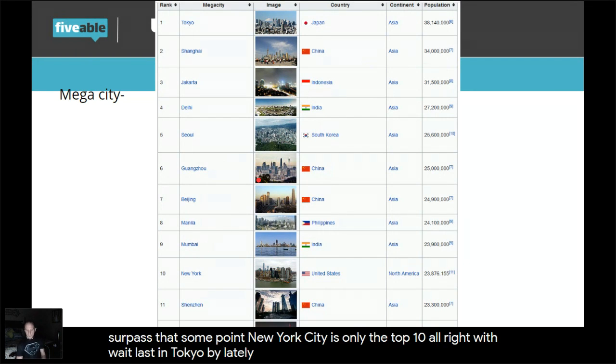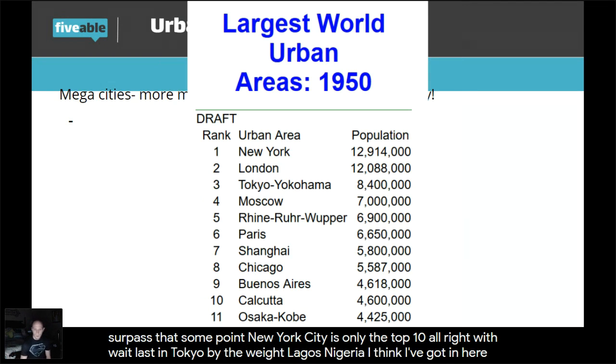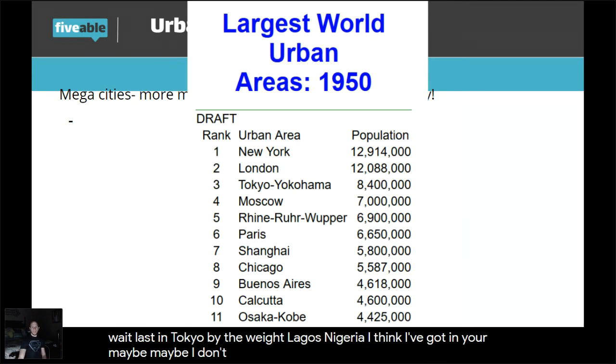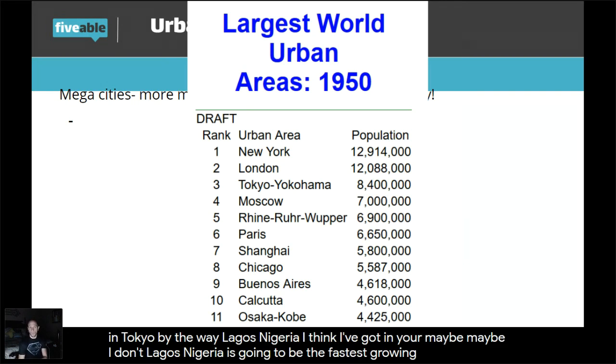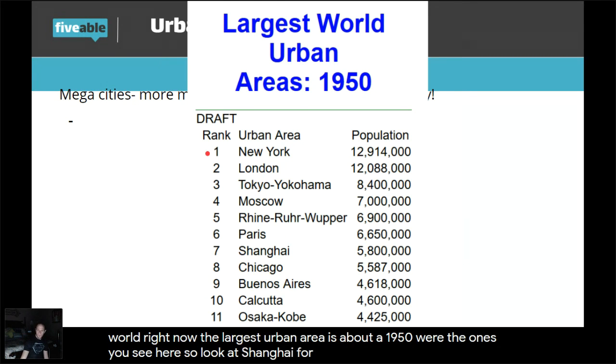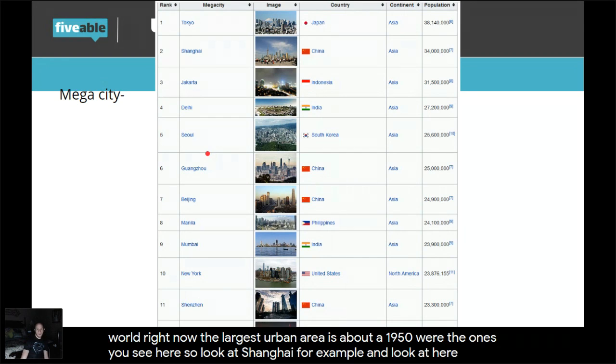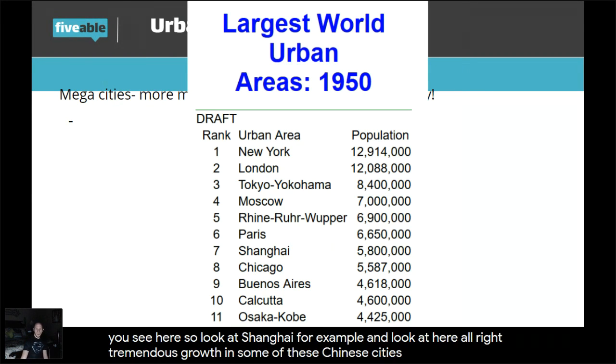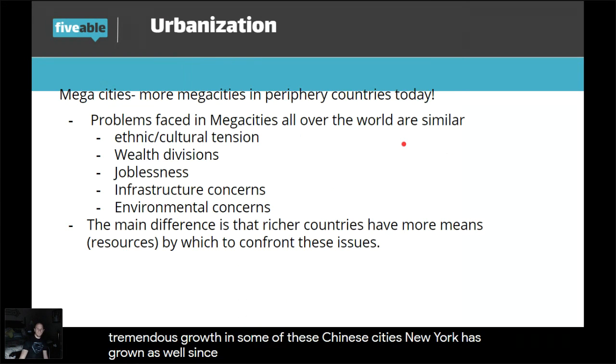By the way, Lagos, Nigeria, I think I've got it in here. Maybe I don't. Lagos, Nigeria is going to be the fastest growing city in the world right now. The largest urban areas, by the way, in 1950 were the ones you see here. So look at Shanghai, for example. All right, tremendous growth in some of these Chinese cities. New York has grown as well since then.